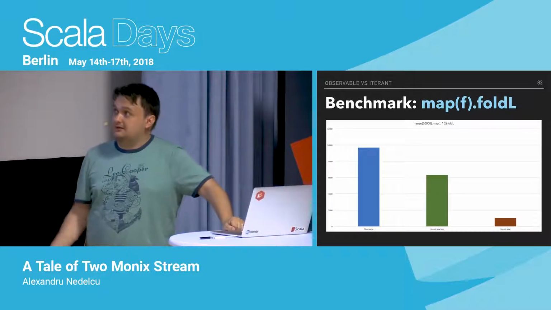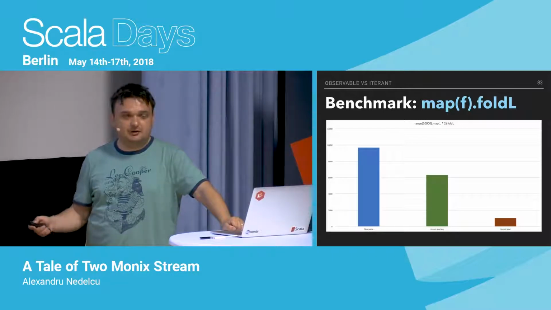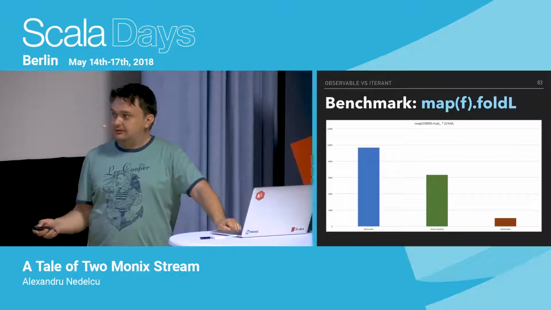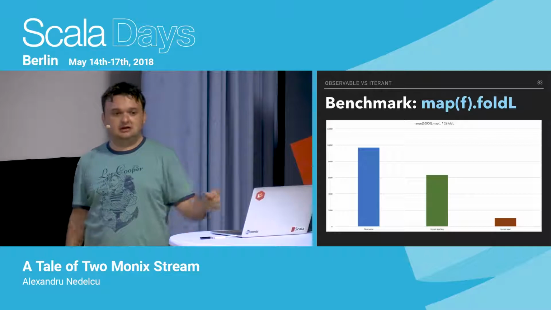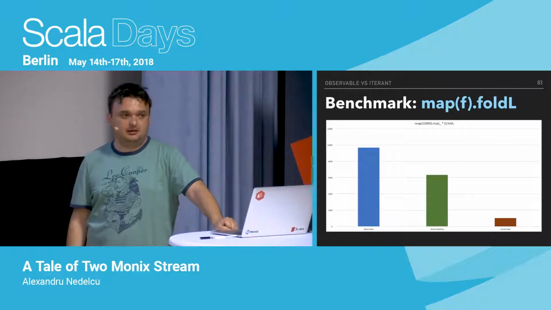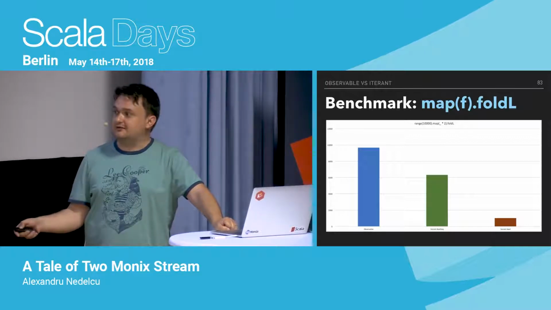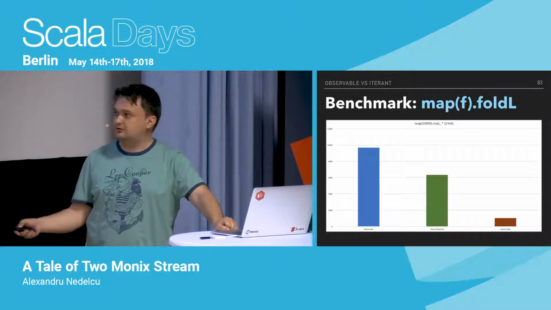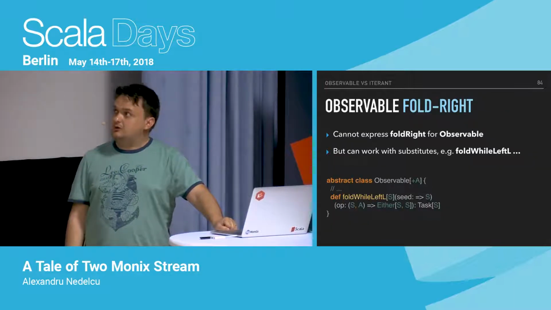But this is another benchmark showing the performance impact of doing stuff in batches. This green bar right here represents Iterant that operates with batched iterators underneath, with batched arrays basically. And this one is without, so the performance implications can be quite huge. And this blue bar is the throughput of Observable, which exceeds both.